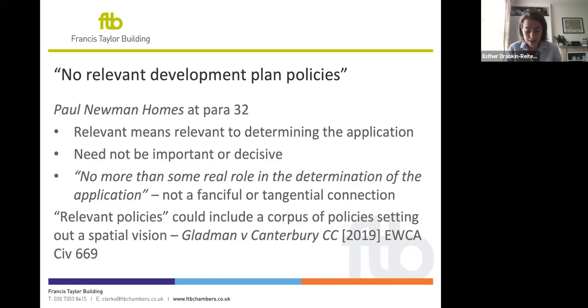So what does relevant mean in the context of no relevant development plan policies? And this was discussed in the case of Paul Newman Homes, which we've already mentioned this afternoon, which was a challenge to an inspector's refusal of planning permission in a case where the local planning authority had failed to determine an application for 50 homes and associated development in the countryside. And the court upheld the inspector's decision to refuse planning permission.